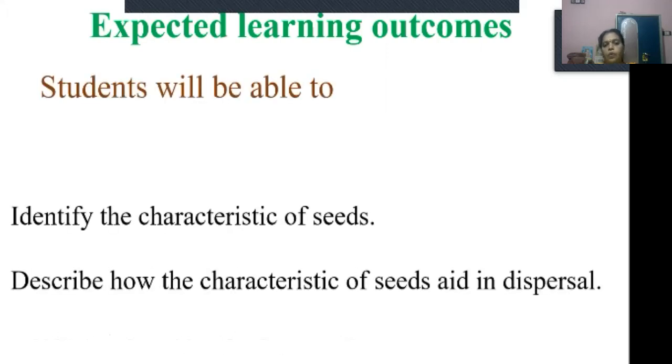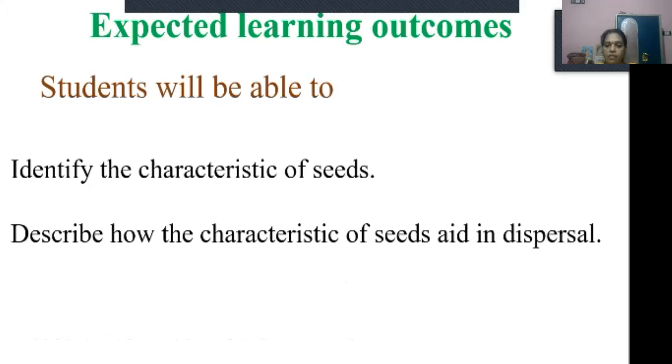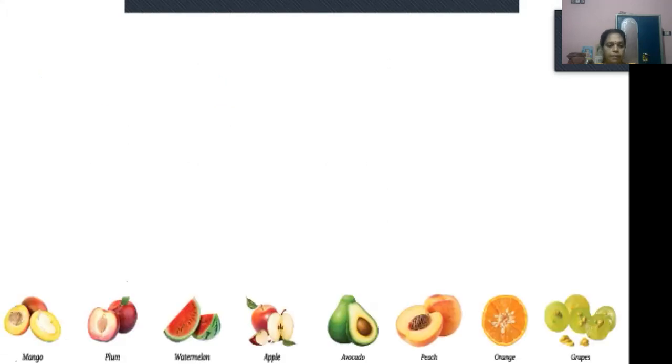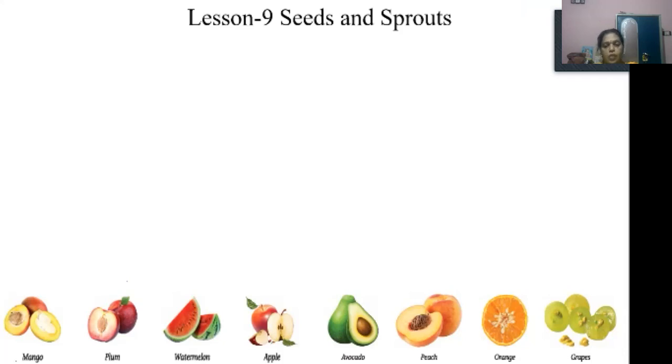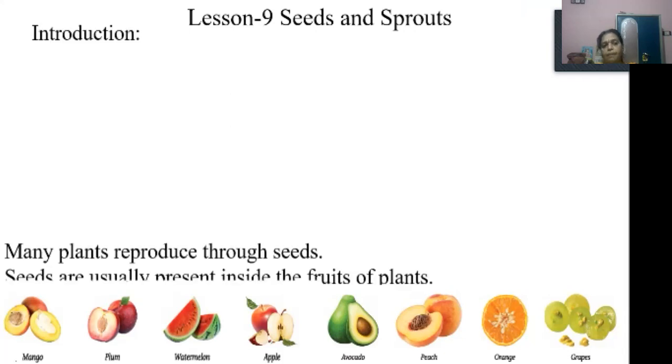Students, expected learning outcomes. You will be able to identify the characteristics of seeds and describe how the characteristics of seeds aid in dispersal. So, Lesson 9, Seeds and Sprouts. I am going to give an introduction about seeds.